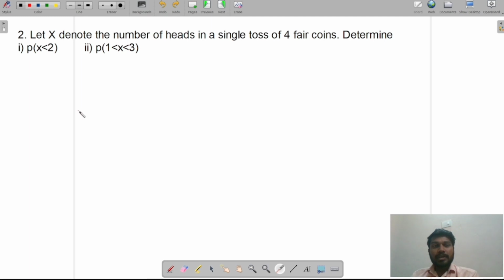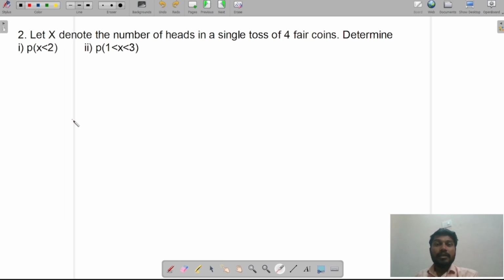So what is meant by X here? Here X denotes the number of heads, and I'm tossing 4 coins only once, because in my question it is mentioned a single toss of 4 fair coins. Now we should know, when tossing those 4 coins, what are the possible outcomes? And do you know how many possible outcomes we will get?